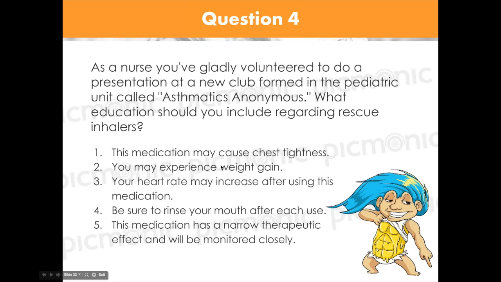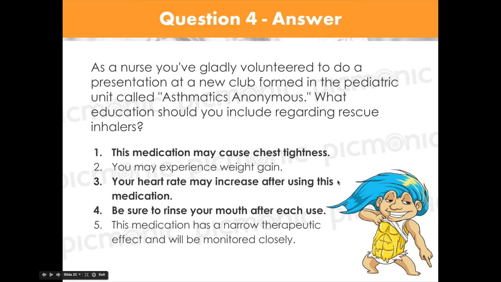So let's think about this question. This is one that I wrote for fun. You're not going to see one that's going to have crazy Asthmatics Anonymous for you to try to say, well, what is Asthmatics Anonymous? The idea here is, what education do I need to provide to asthma patients who are using rescue inhalers? So immediately, I've tried to trick you, right there with rescue inhalers, because rescue inhalers are not inhalers that you would use every day. That's something that's very, very important. And after I've pointed that out to you, most of you are probably going to change your answer.